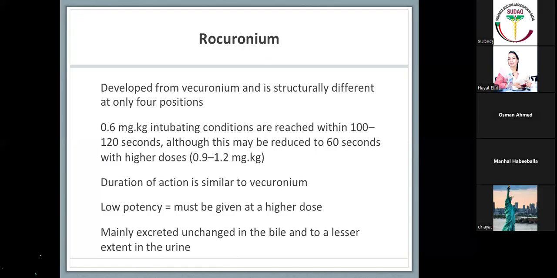We give it at 0.6 mg per kg, and intubation conditions can be reached in around 100 seconds. If you want to reduce that, you can give it in a higher dose, 0.9 to 1.2 mg per kg, when you are doing a rapid sequence induction or you need faster intubation. Duration of action is similar to vecuronium, so it's a medium duration. It's mainly excreted unchanged in the bile and to a lesser extent in urine. So these are 3 examples of the amino steroid non-depolarizing muscle relaxants.